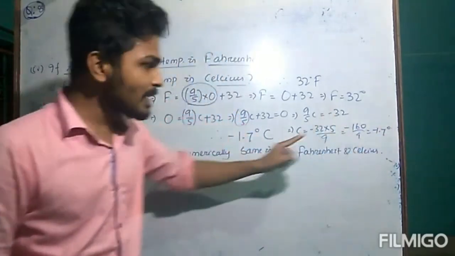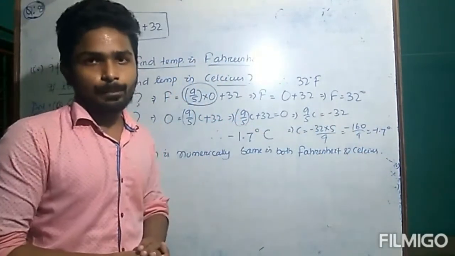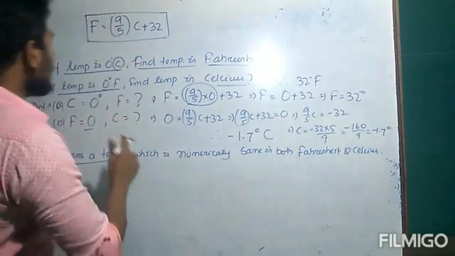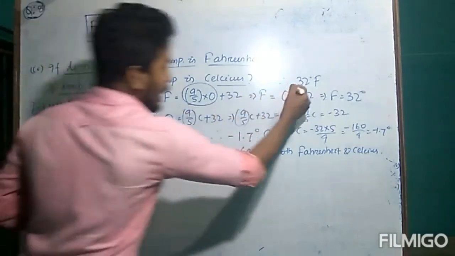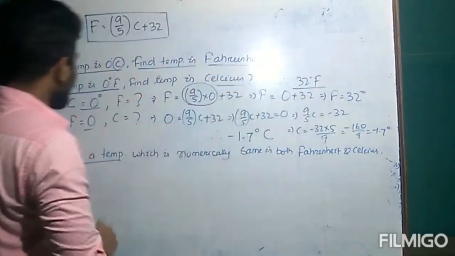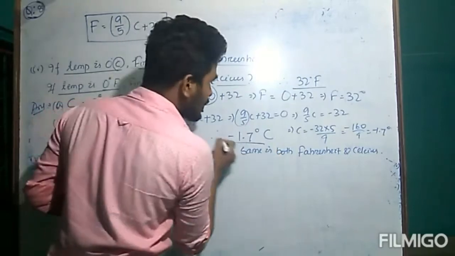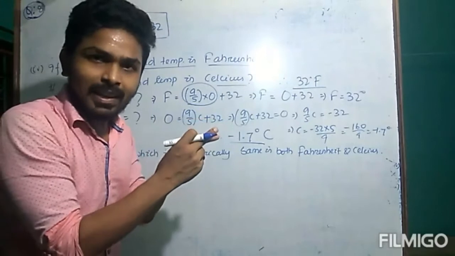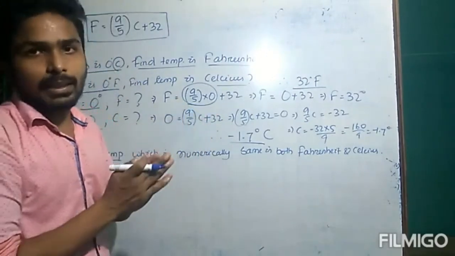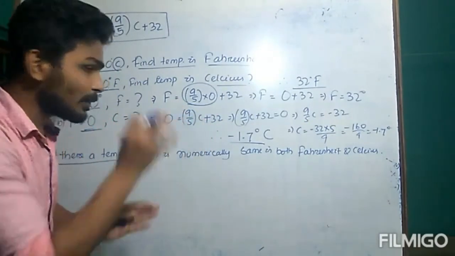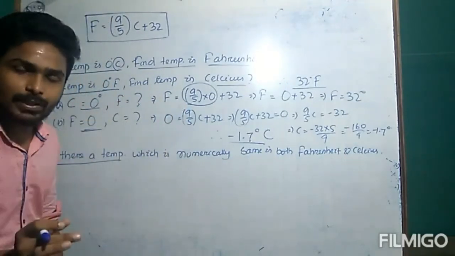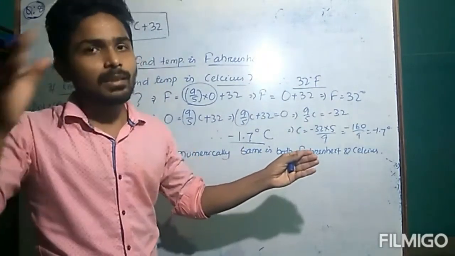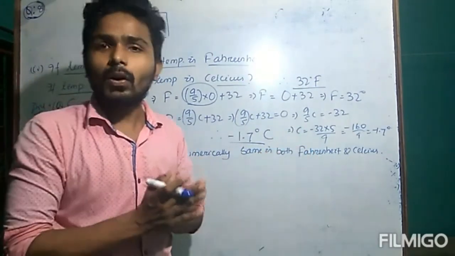Fahrenheit and Celsius? It means you have to find out a temperature which is same in Fahrenheit and also Celsius. Here you can see if Celsius is 0, Fahrenheit is 32. They are not equal. Here if Fahrenheit is 0, then Celsius is minus 17.7 degree Celsius. That means the two values are not coincidental or equal to each other. They do not coincide with each other. But you have to find out, is there any temperature on which both the value of Fahrenheit scale as well as the value of Celsius scale are equal or not.